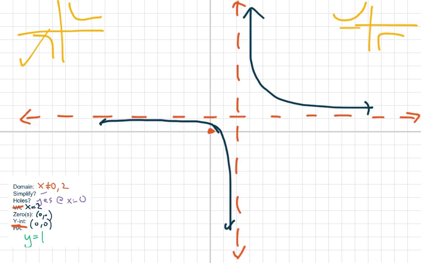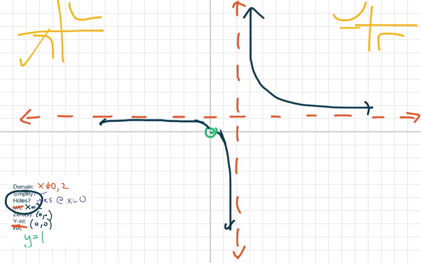Now, last thing to check is holes. Remember there was a hole. So where is the hole? The hole is at x equals 0. So even though my zero and my intercept said that they were at (0, 0), I actually have a hole right there. And so the graph kind of looks like this.